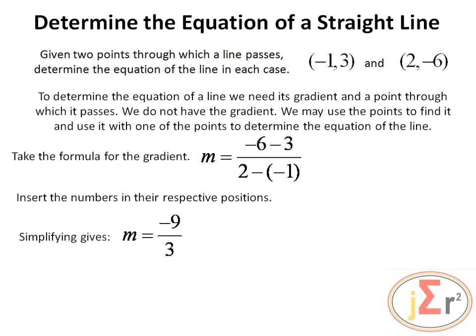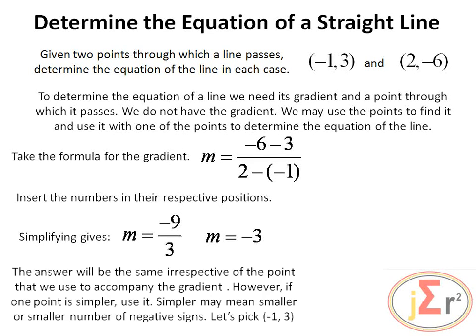Good. And then when we simplify this, we get m is equal to negative 9 over 3. So that is going to be negative 9 divided by 3. That is equal to negative 3. And that is our gradient.